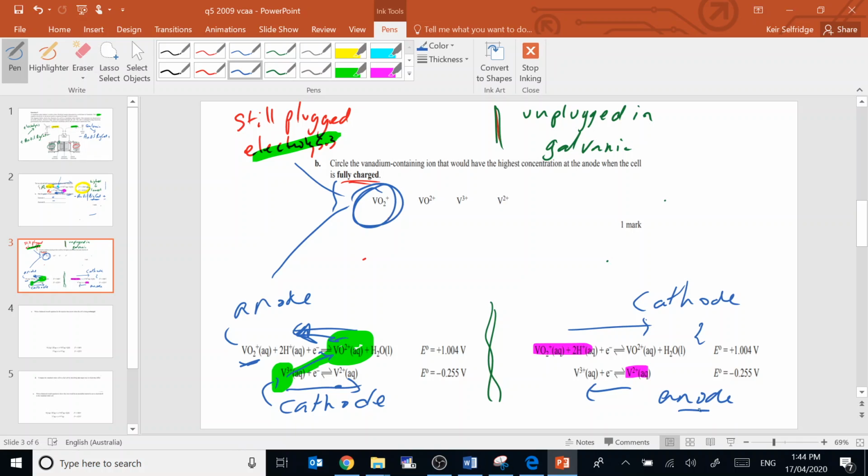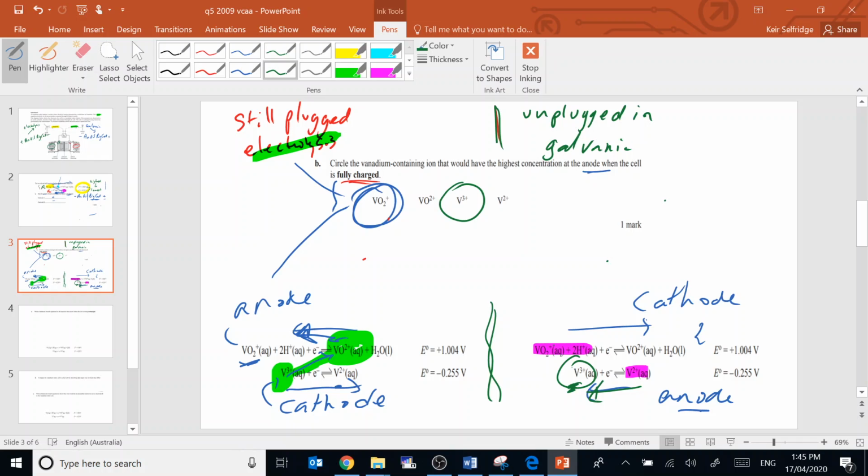We only care about the anode in this question. So as the anode's working all night, it's doing this, it's producing this, and it's going to produce tons and tons of this. So it's going to have lots and lots of this thing here at the end of the day. That means that there is two possible answers for this, and those two possible answers are different, and they're both acceptable, and they're both right.